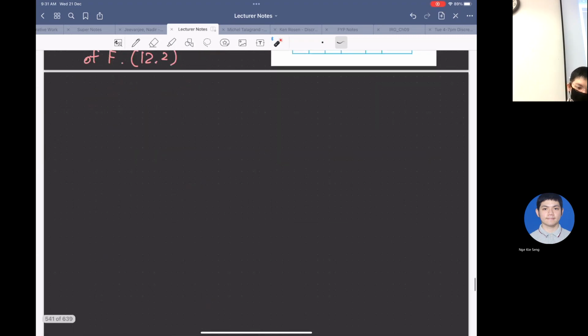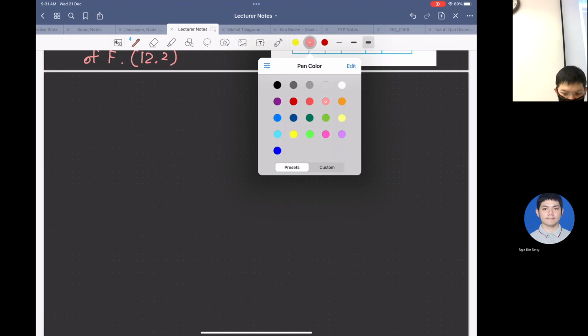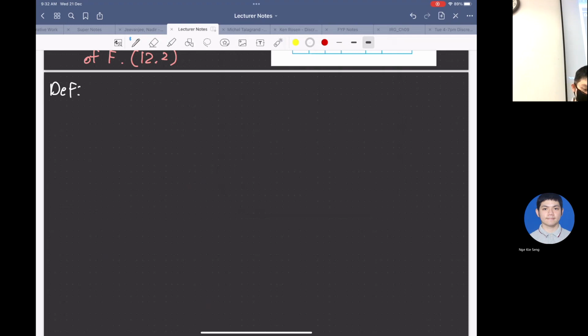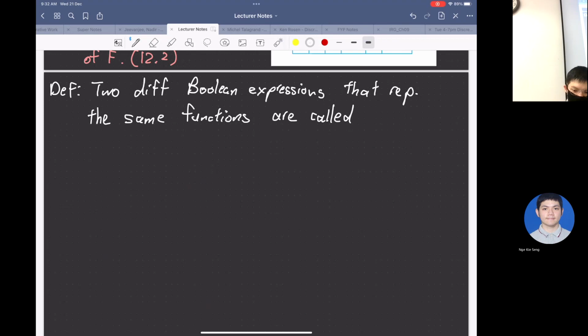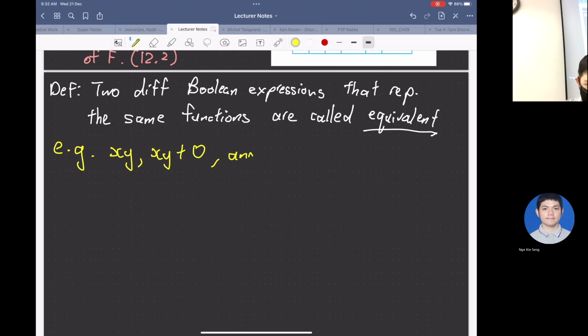Next we'll talk about Boolean expressions. Two different Boolean expressions that represent the same function are called equivalent. So, for example, what are equivalent? xy plus 0 and xy times 1. Okay, so these are all equivalent. They are the same function.